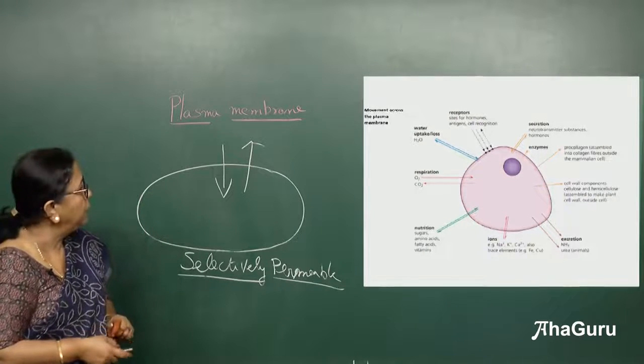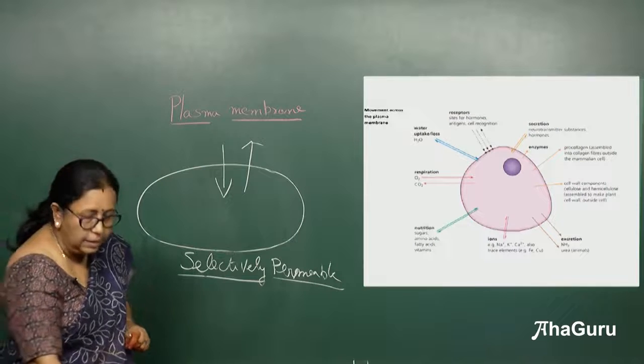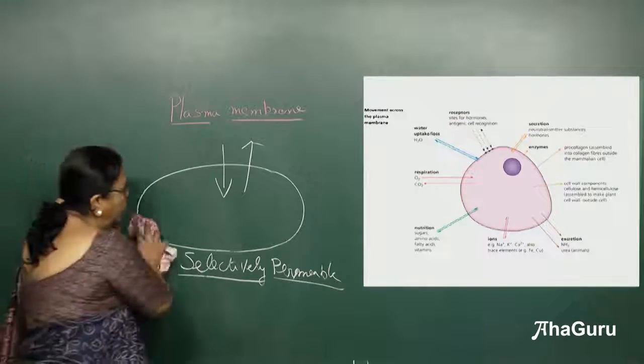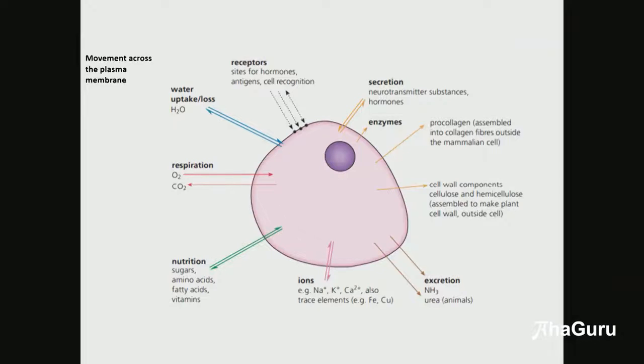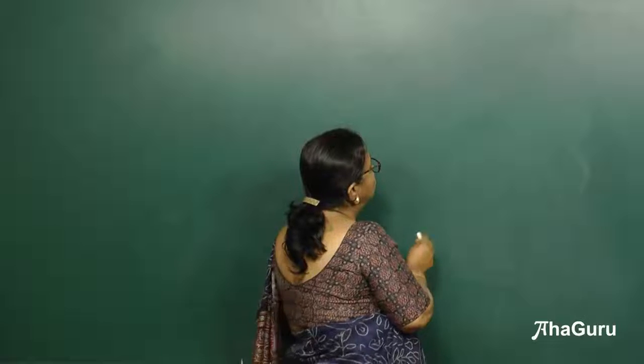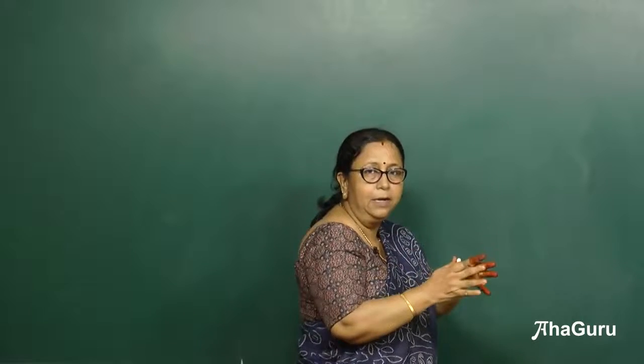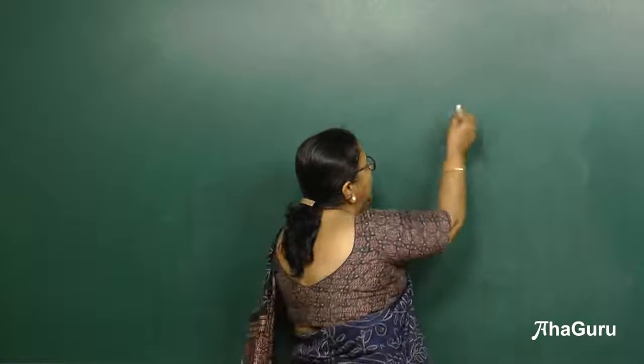The first process is called diffusion. I'm sure you would have heard about this a lot before, isn't it? What is diffusion? Maybe you would have learnt about diffusion in your chemistry class. Diffusion is the spreading out of molecules. The molecules spread from the place where they are in high concentration.